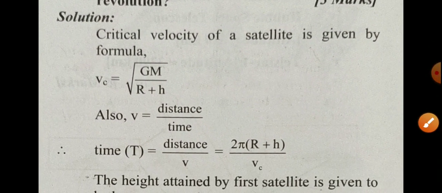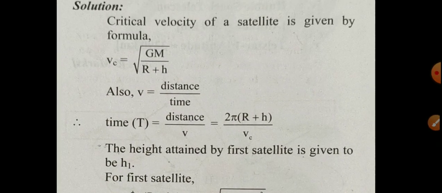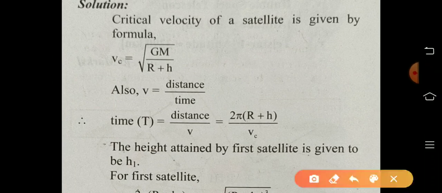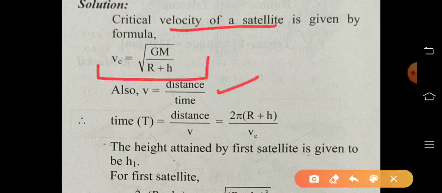Now the solution. Write in your pattern what is given here. The critical velocity of a satellite is given by the formula we know. What is the meaning of V? Velocity, which means distance upon time. Therefore, interchange V and T. So T, the time period, is equal to distance upon V. V means the critical velocity Vc. And the distance is 2 pi times (R plus H).